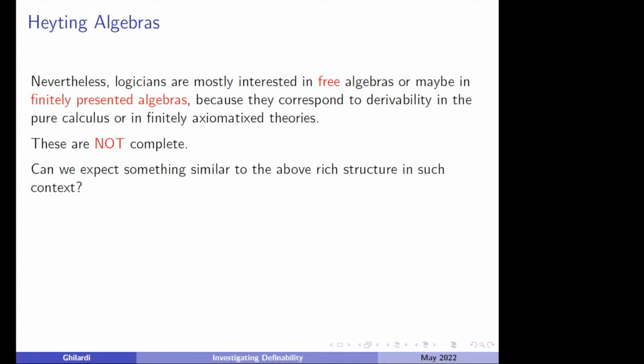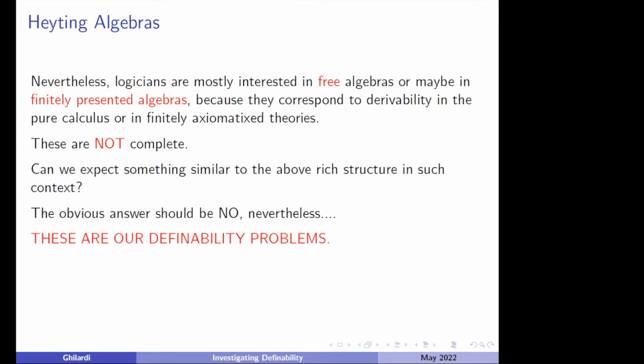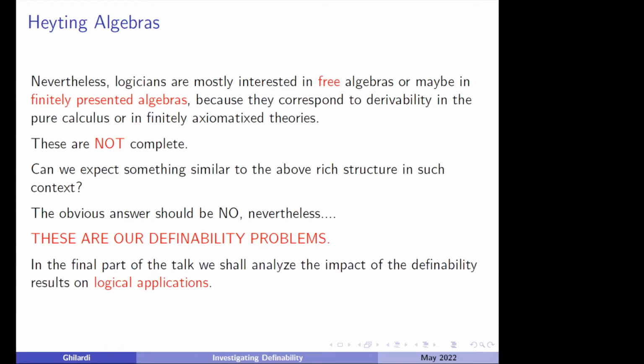But in another sense, can we expect more than what is given by definition? That's the point. And of course, one might expect that there is nothing. But this is not the case. There is some extra structure in such a context, and this extra structure is useful to address logical problems. These are definability problems. This is the problem that I want to address in my talk. And I also want to show that it's not just a purely speculative algebraic interest, but that it may have practical consequences from the point of view of logicians.